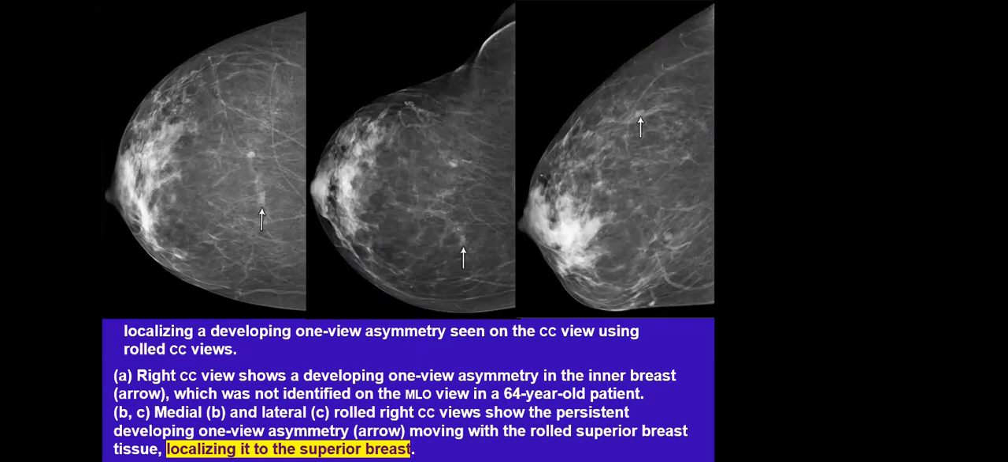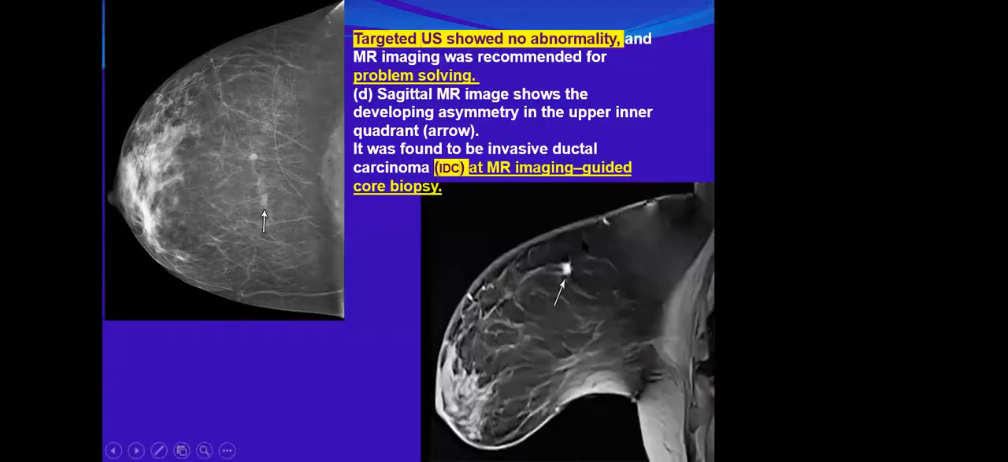And these lesions, which we said were in the superior breast, were confirmed here on MRI, located in the superior breast as enhancing lesions, and it was invasive. It was not shown on ultrasound. Targeted ultrasound could not appreciate it. Look how subtle it is, okay? And how it appeared as a small enhancing mass on the MRI, and MRI-guided core biopsy revealed invasive ductal carcinoma. Okay.